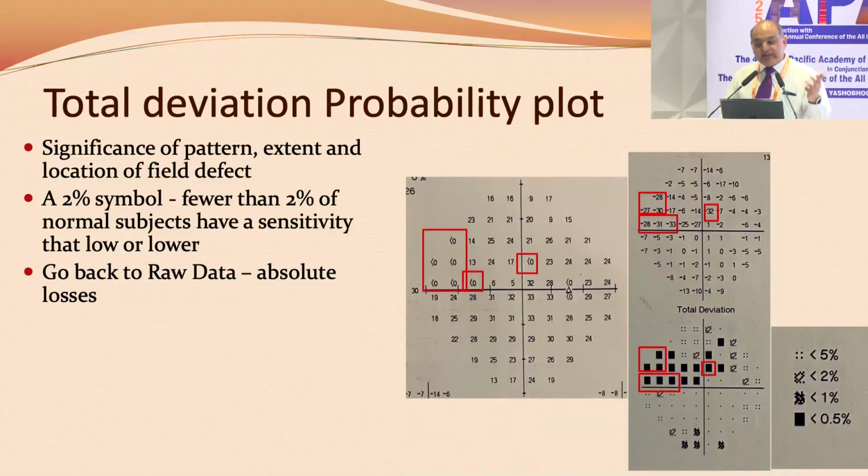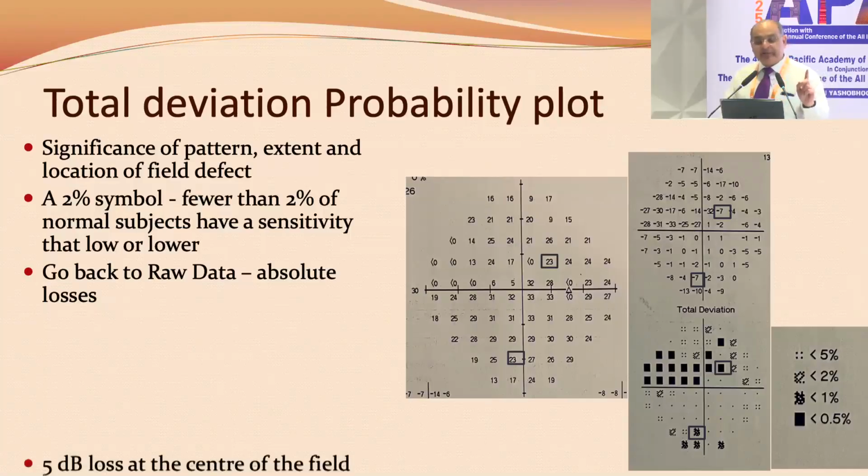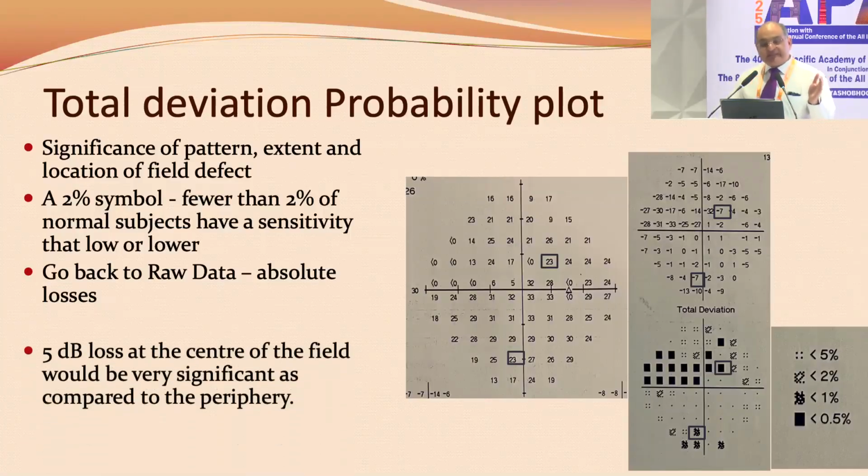As we can see here, these are all the defects which have less than 0.5% probability of being normal. But you see these yellow ones are not zeros, but the red ones were zeros. So again the probability is the same, but they have a different depiction as compared to what we can see. And these have a similar sensitivity, say 23 in both of them, but the lower one is far away from the center, so it is less than 1% probability, but the upper one is close to the center, so this is less than 0.5% probability. So a 5 decibel loss in the central visual field is very significant, which has to be taken care of.